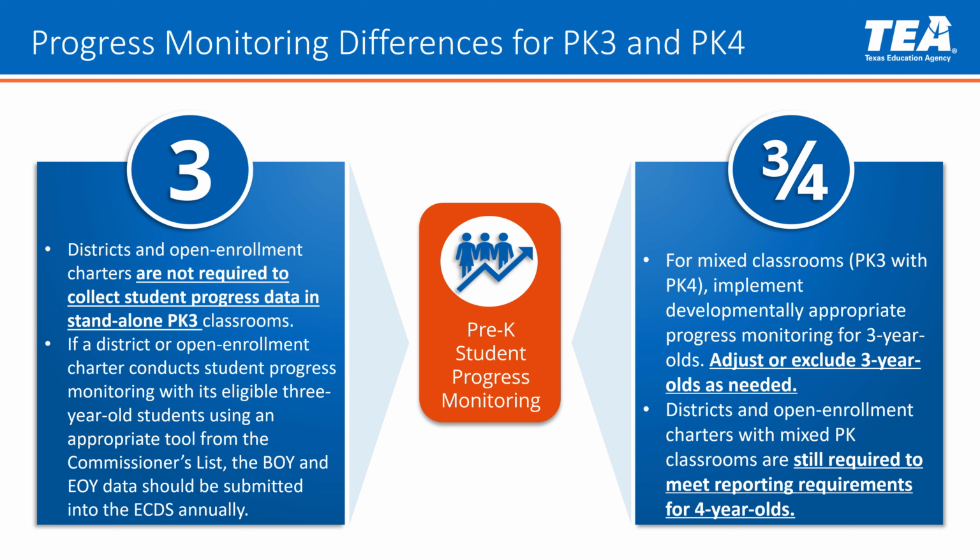For mixed classrooms, which are those that have 3-year-old and 4-year-old students, LEAs should implement developmentally appropriate progress monitoring for their 3-year-olds. They have the discretion to adjust or exclude 3-year-olds as needed. Districts and open enrollment charters with mixed pre-kindergarten classrooms are still required to meet reporting requirements for 4-year-old students.